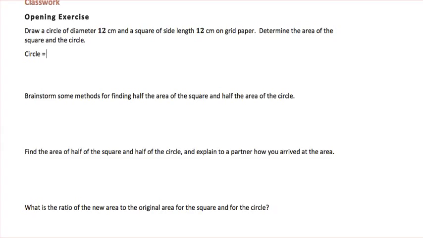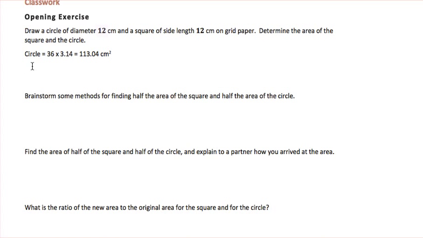and we'll approximate. The area would be radius squared times pi, and our radius is 6. So the square of 6 is 36 times 3.14. And the area of that circle is approximately equal to 113.04 square centimeters.